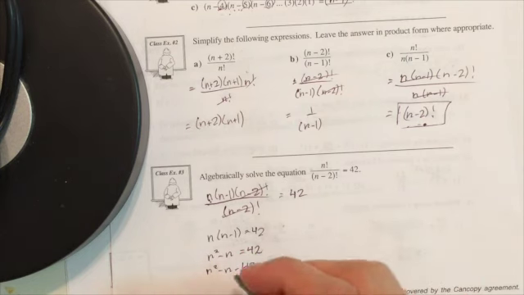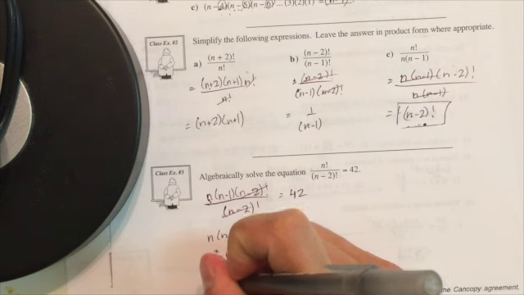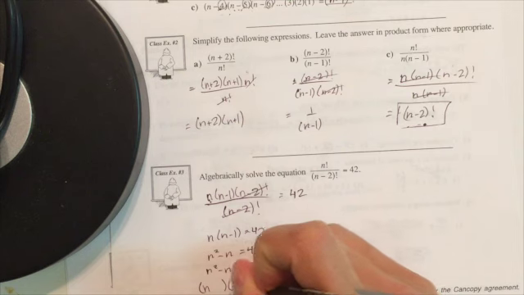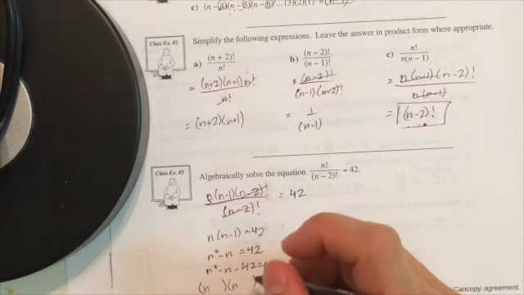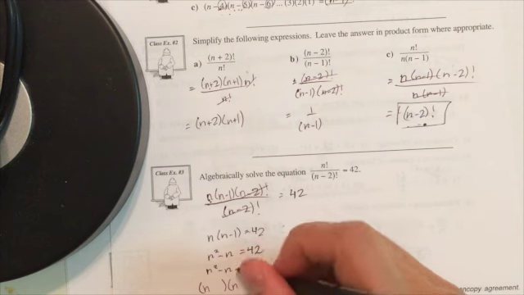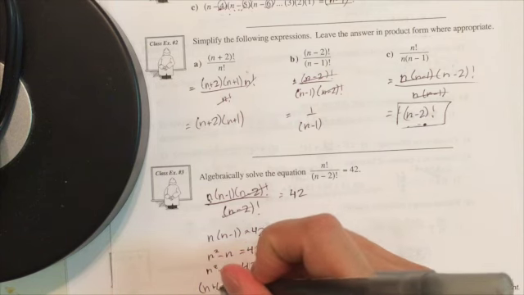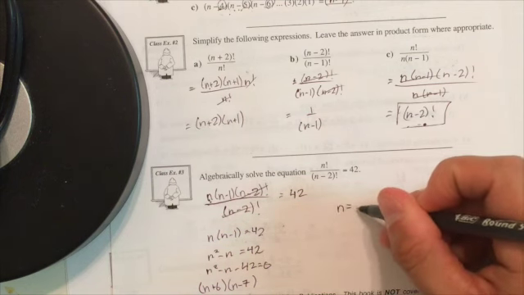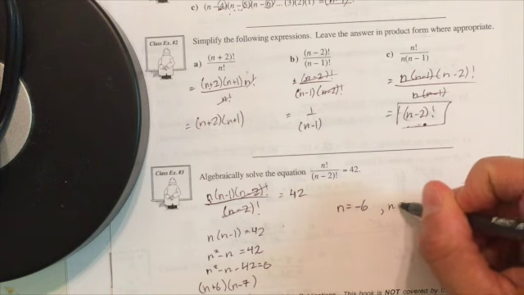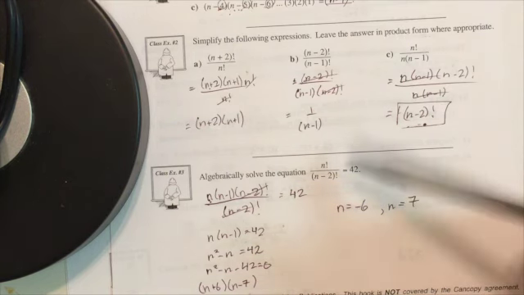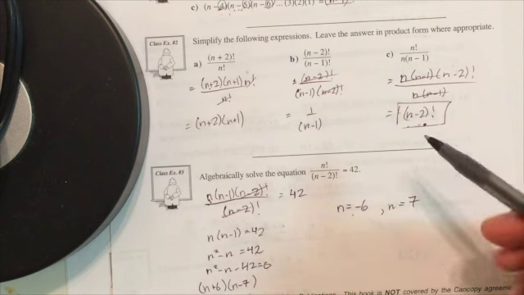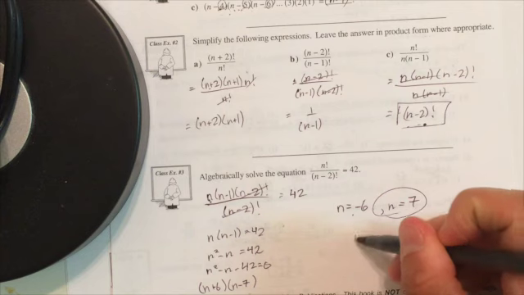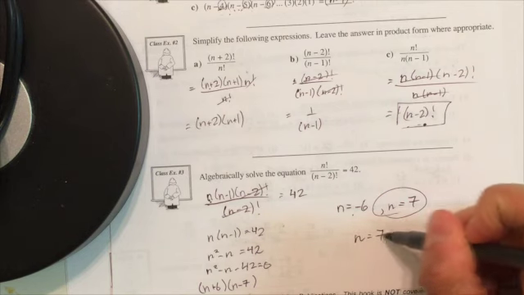Now this becomes something that I can actually factor. So two integers that multiply to give me negative 42, but add to give me negative 1. So I'll choose positive 6 and negative 7. And I get two values of n: n is equal to negative 6 and n is equal to 7. But remember that n has to be an element of the natural numbers, and so we're going to go with n is equal to 7.